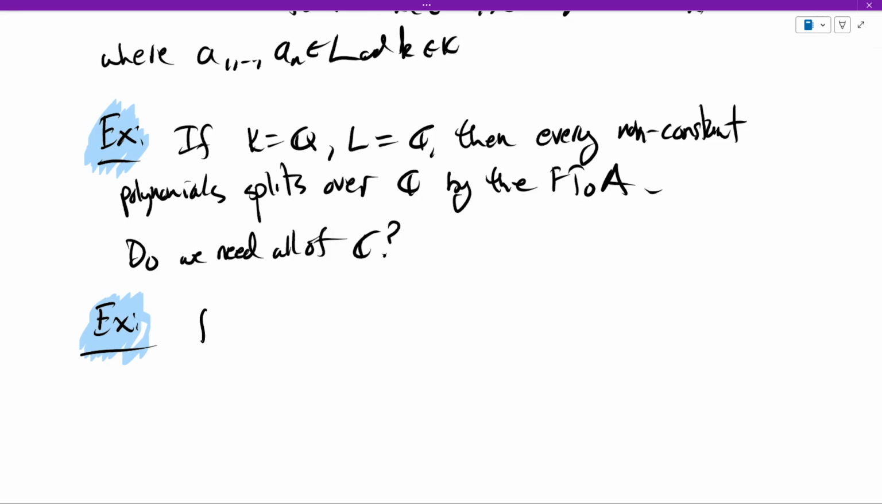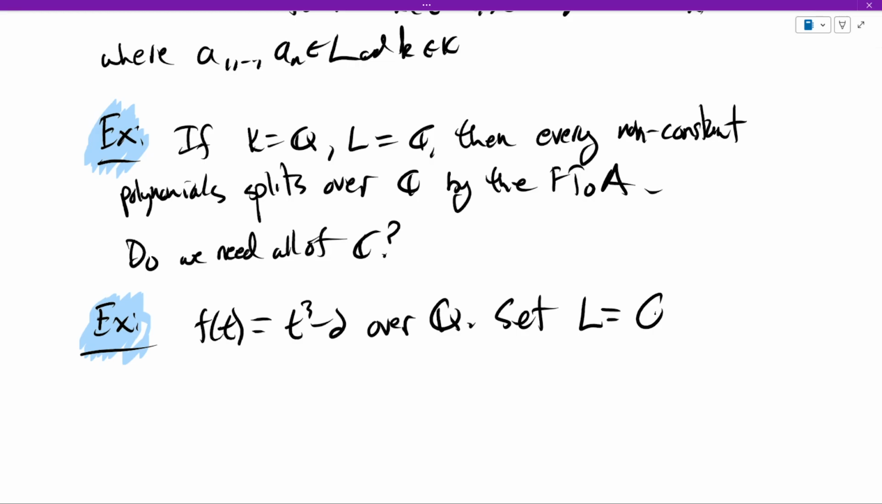let's look at the polynomial t cubed minus 2 over Q. And let's set L to be Q adjoin the real cube root of 2 and then omega, where omega is e to the 2 pi i over 3. Okay, so this is a field that we've seen over and over again. We're going to continue to see it.